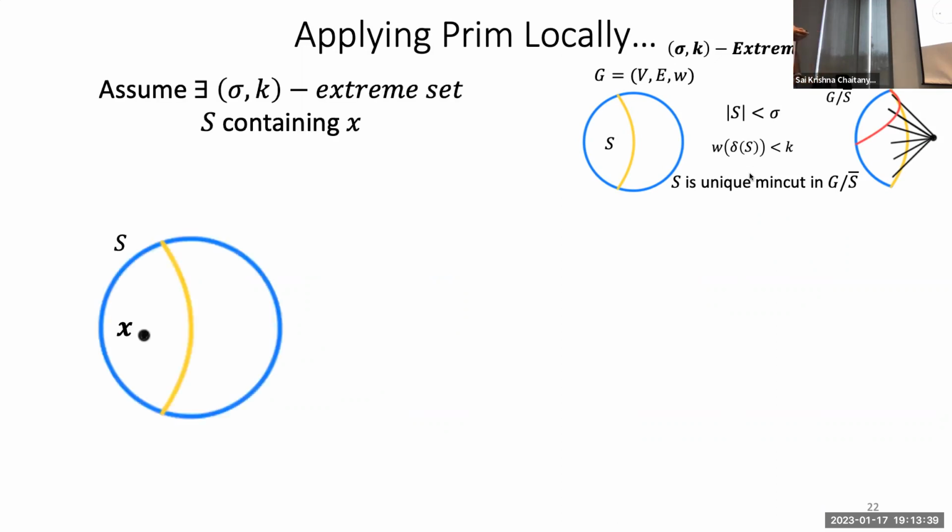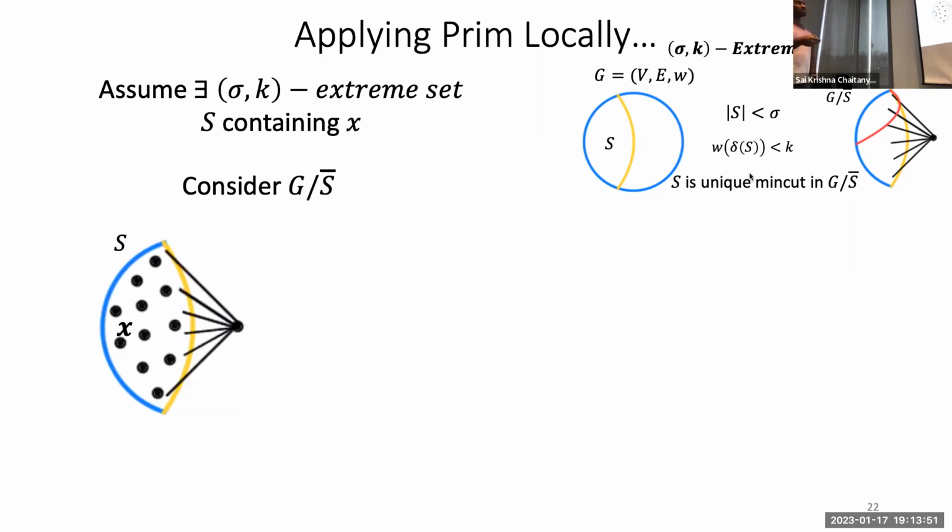And assume there exists a sigma k extreme set S containing X. So this is the set S, which is a sigma k extreme set, and it contains X. So the number of edges is small. Consider this G contracted S bar. In this G contracted S bar, S is the unique min cut. So this yellow cut is basically the unique min cut. And so we start from this set X.